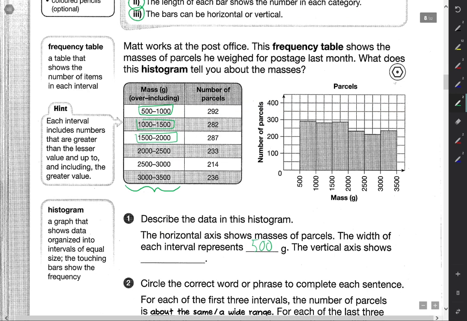Now the vertical axis here, that's this one here, it's asking us what it shows. Now it shows the number of parcels, but there's actually a special word for that in histograms, and that is frequency. Frequency means the number of times an outcome occurs. So that's just another way to say the number of parcels.